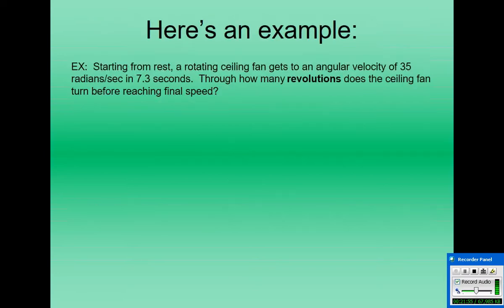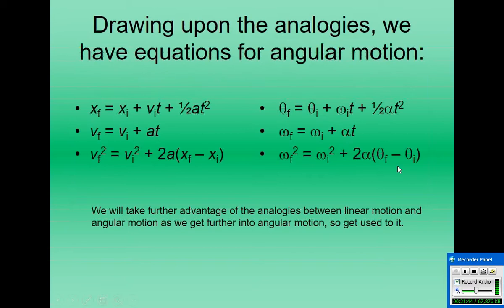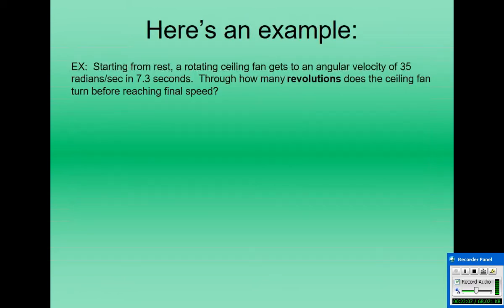Let's do an example. We have a ceiling fan that starts at rest but gets to an angular velocity of 35 radians per second in 7.3 seconds. Now read the question carefully. I bold-face one of the words. Through how many revolutions does the ceiling fan turn before reaching final speed? We'll work to the idea of revolutions, but let's first find the radians.